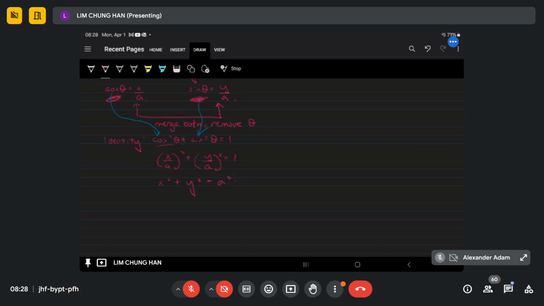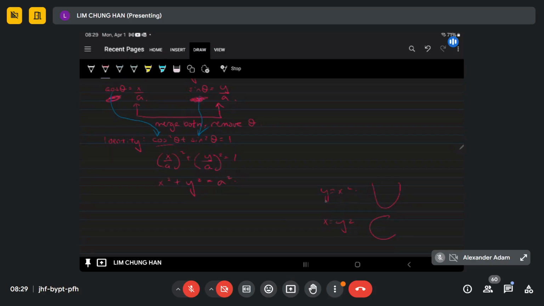Now what can you do next? You can basically plot the shape now. What shape do you think this equation is? You know y equals x squared is a U shape. You know x equals y squared is a C shape. So what is this one? Parabolic.